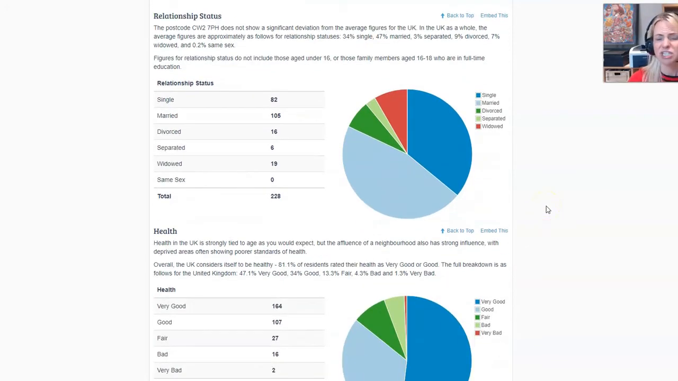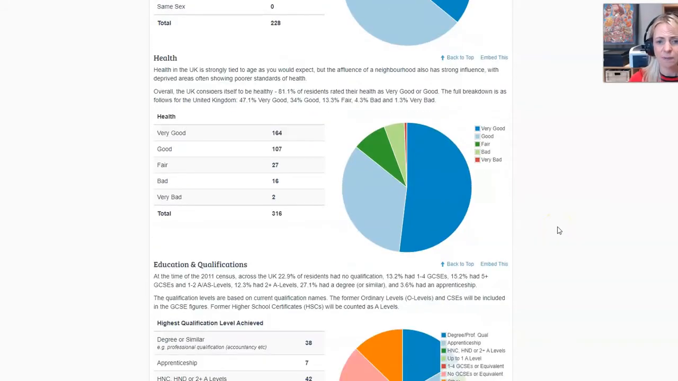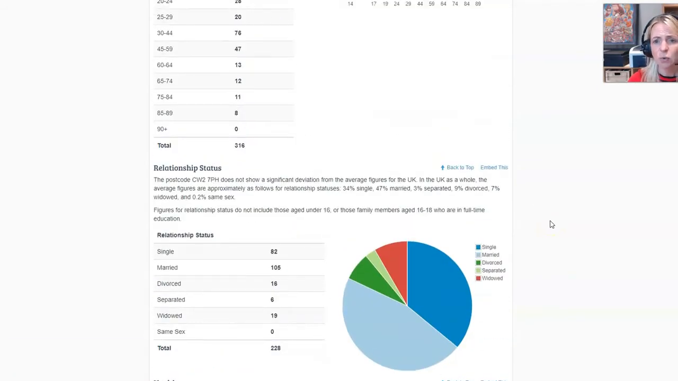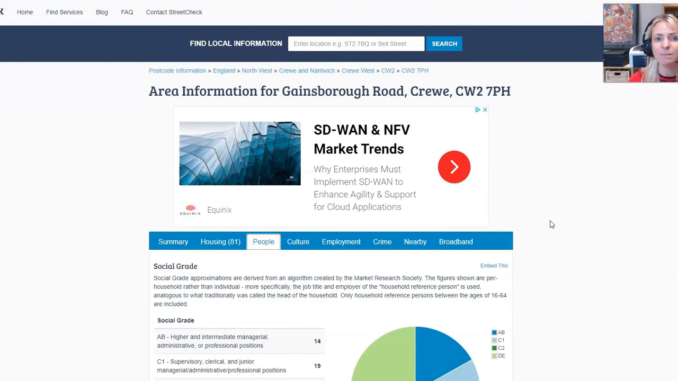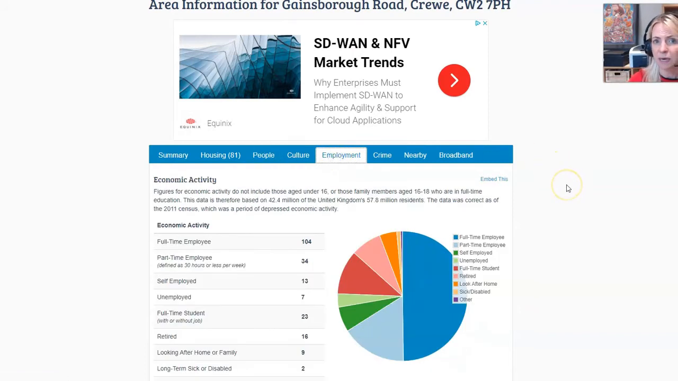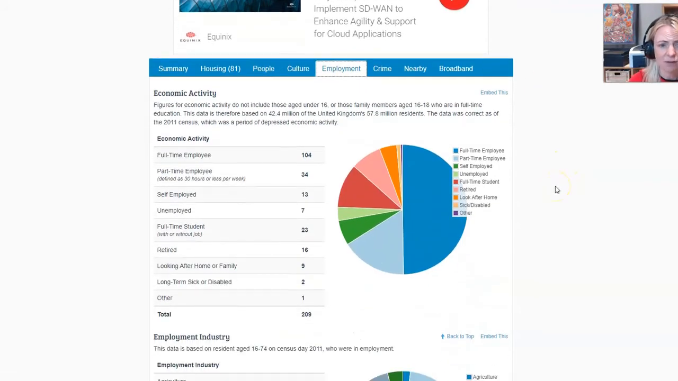Now, Streetcheck is brilliant because it doesn't just tell you about the demographics or the rental population. It also tells you about people's health. It tells you about their education and qualifications, and all of that is on the People tab of the website. Now, the next thing that I want to look at is employment. What is employment like for these people who are living in the area?